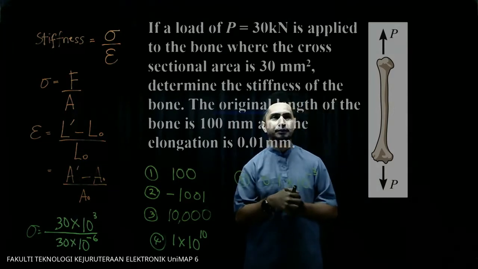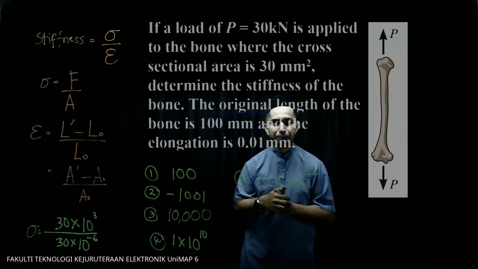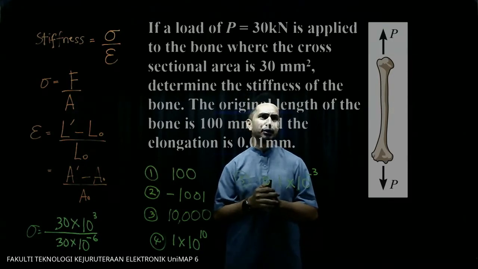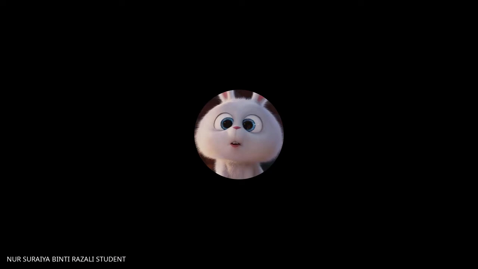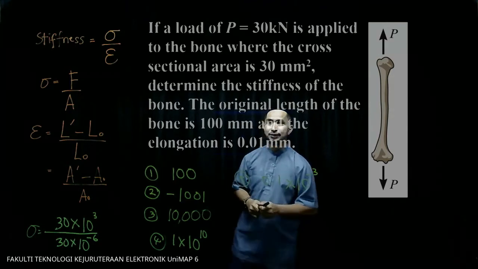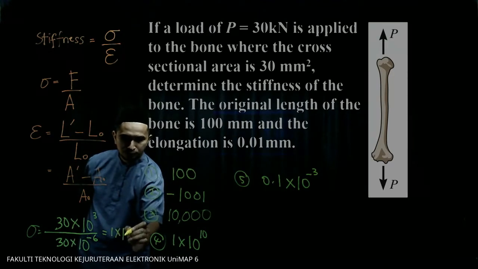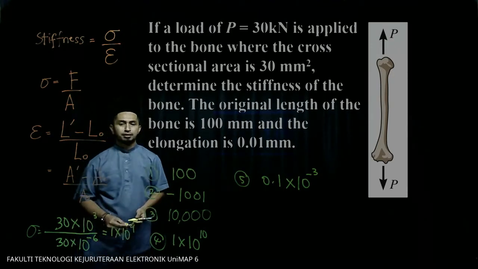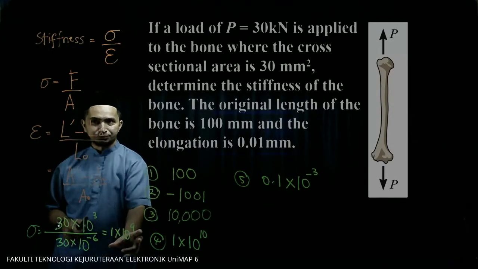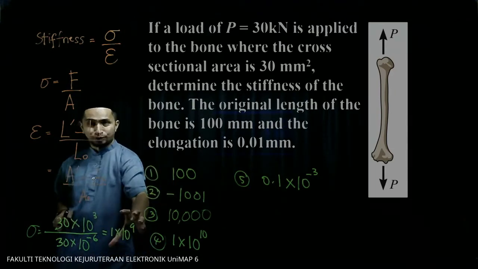How much? 1 exponent 9. Siapa? Berapa Diana? Saya dengar Diana Batrisha tadi. 10 kuasa 9. 1 darab 10 kuasa 9 lah. 1 exponent 9. Ya, 1 darab 10 kuasa 9, betul? Betul. Okay. So this is the stress value. Okay, kan? Okay. So solve for stress.